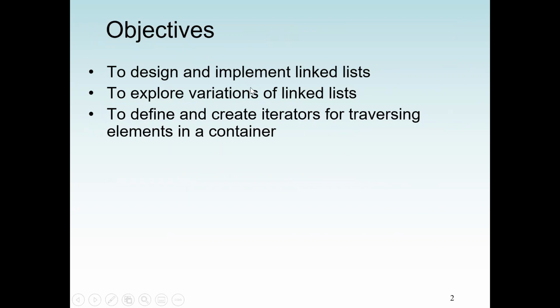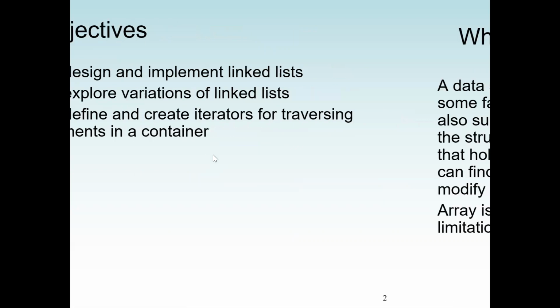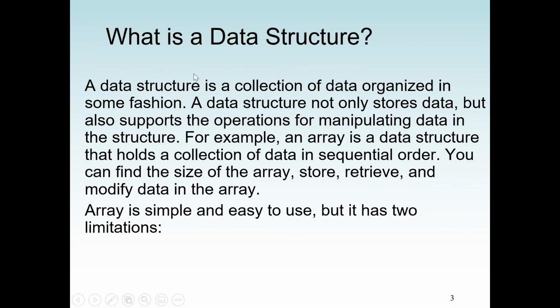We're also going to explore variations of linked lists such as circular lists, doubly linked lists, and simple linked lists. So three types of linked lists. We're also going to discuss the concept of iterators. Iterators are used in object-oriented programming to traverse elements in a container. So first we start with the definition.